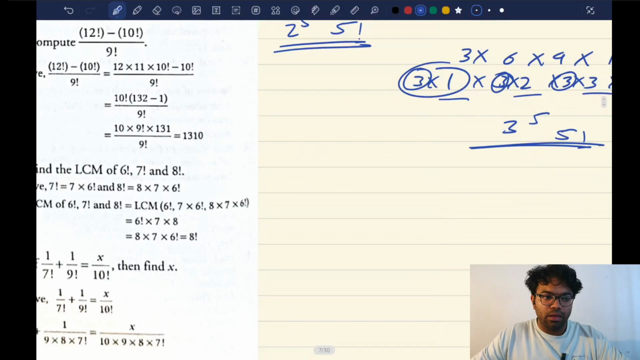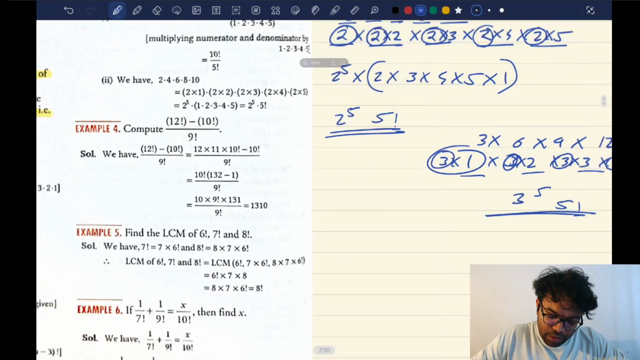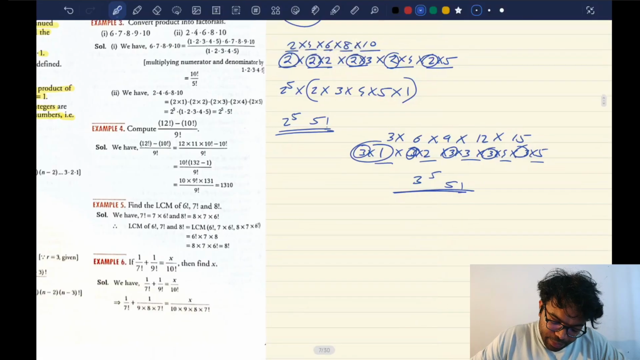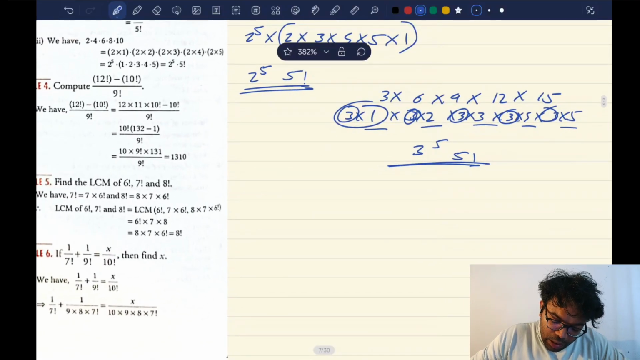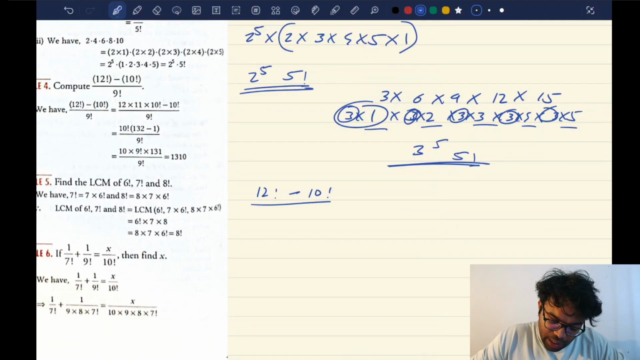Clear? Easy? Okay, let's move on. Next, 12 factorial minus 10 factorial upon 9 factorial. How will we write this?